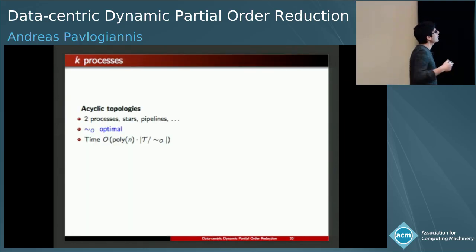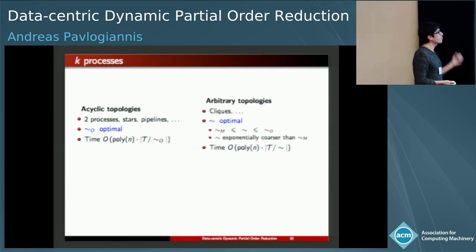Right? If we're in the case of acyclic topologies, think of two processes, pipelines, stars like a server with multiple clients, then whatever I mentioned so far about two processes carries over without any change. The algorithm is optimal for the observation partitioning, and it runs in time polynomial in the size of the input times the size of the partitioning.